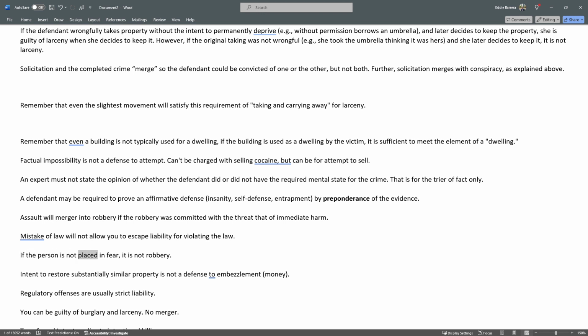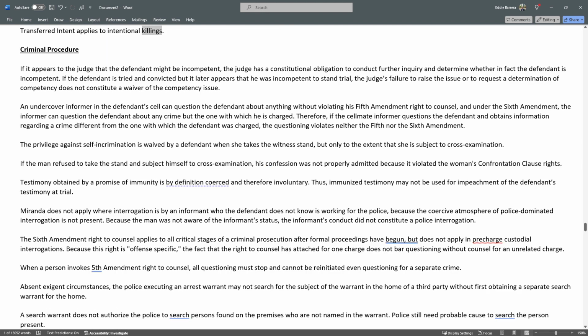If the person is not placed in fear, it is not robbery. Intent to restore substantially similar property is not a defense to embezzlement, money. Regulatory offenses are usually strict liability. You can be guilty of burglary and larceny. No merger. Transferred intent applies to intentional killings.